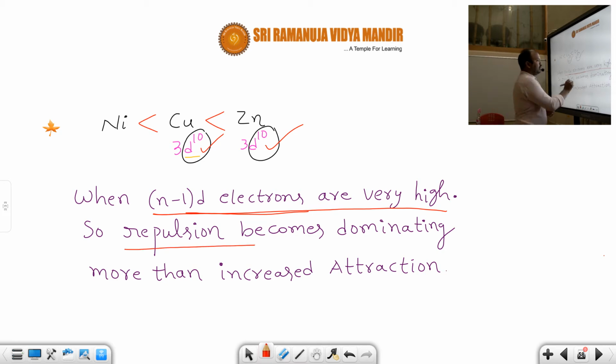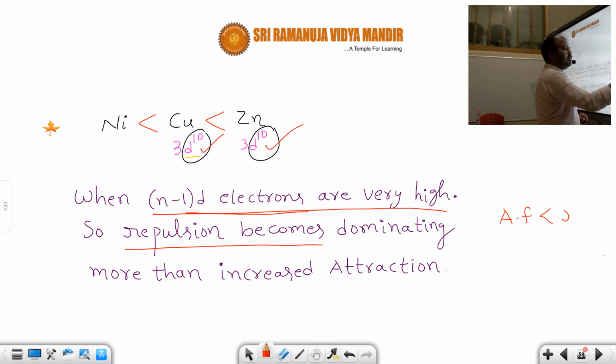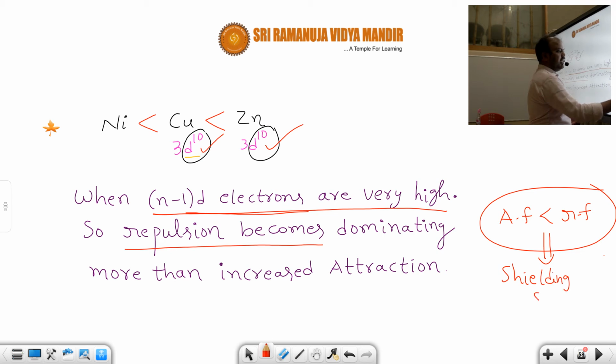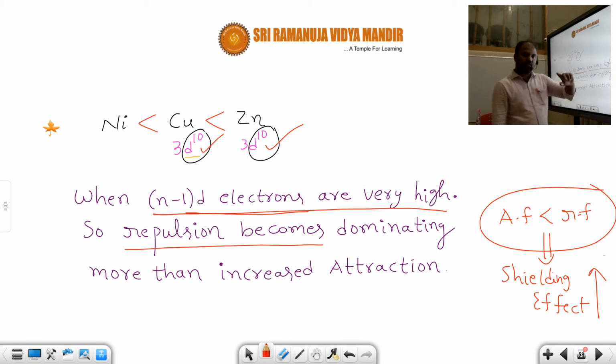So when the electrons are more, repulsive forces are more. Compared with attraction forces, which is more dominant? Repulsive forces are more dominant. When the repulsive forces are more, the shielding effect is more. That means it protects the outermost electron against the nuclear force of attraction. Between the inner electrons and the outermost electron, repulsive forces develop. When the repulsive forces develop, then what will happen? Repulsive forces increase.